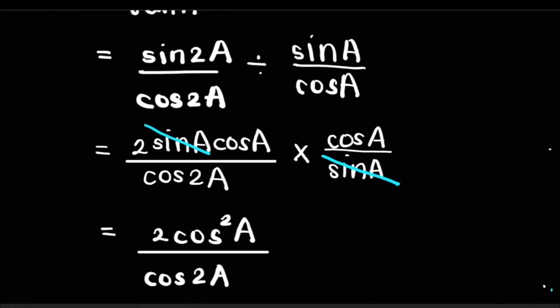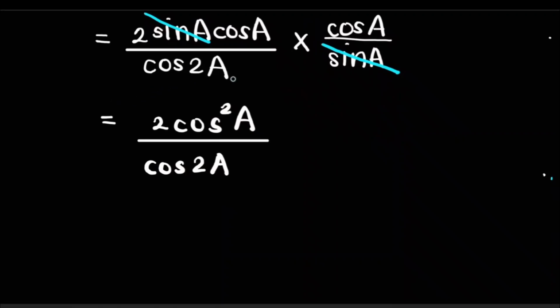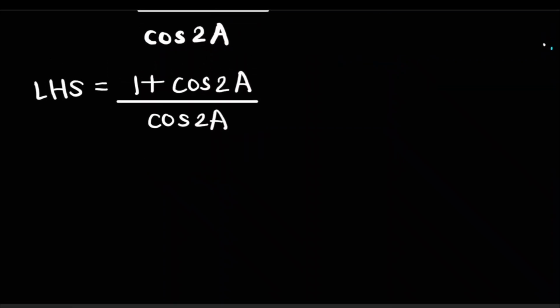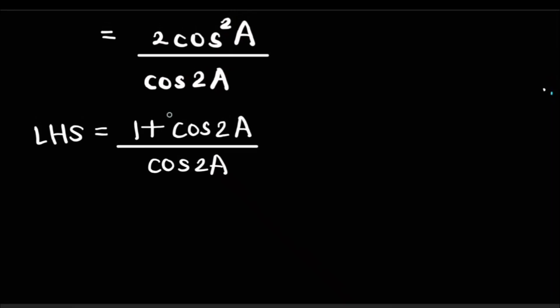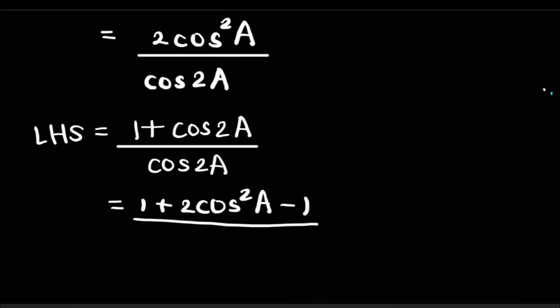So our aim now is to work with the left-hand side and to also get it to look like this, 2 cos squared a over cos 2a. Once it looks like this, then we know that they are equal to each other. So I'm going to leave this for now, and I'm going to start with the left-hand side. So here we have 1 plus cos 2a, and please remember that your aim is to get this left-hand side to look like the step above. So the expansion that we're going to use for cos 2a is 2 cos squared a minus 1. Let's keep the denominator as is.